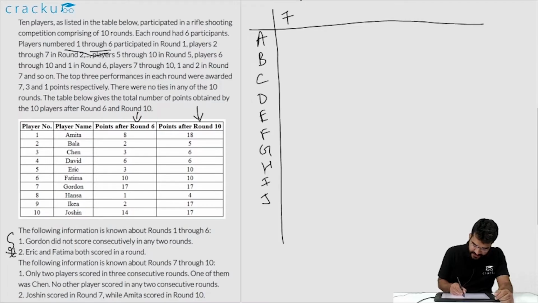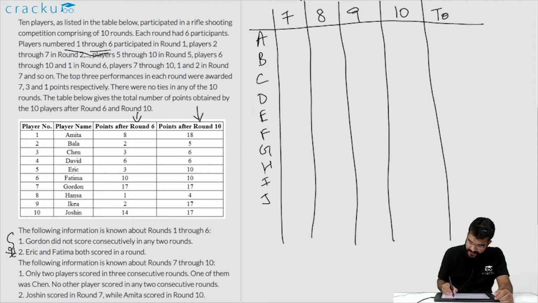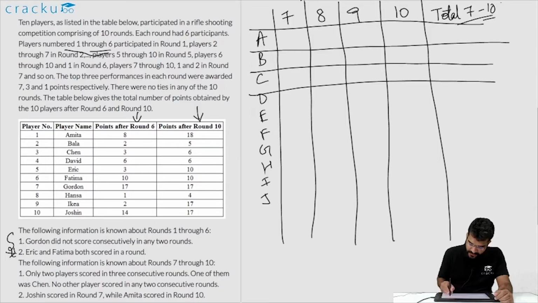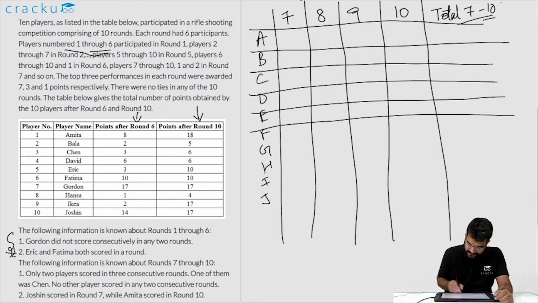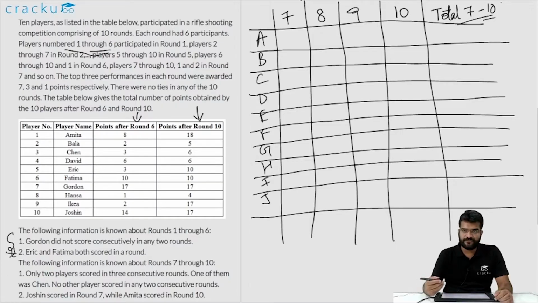This is the 7th round, this is the 8th round, this is the 9th round, this is the 10th round, and over here this is the total from rounds 7 to 10 only. Now let us try to first find out the individual totals of each of the 10 players from round 7 to 10, then identify which of the rounds they have actually played in, and then try to identify what points they have scored in each of the rounds. For identifying how much they have scored, we have to just subtract the first column's value from the second column's value.